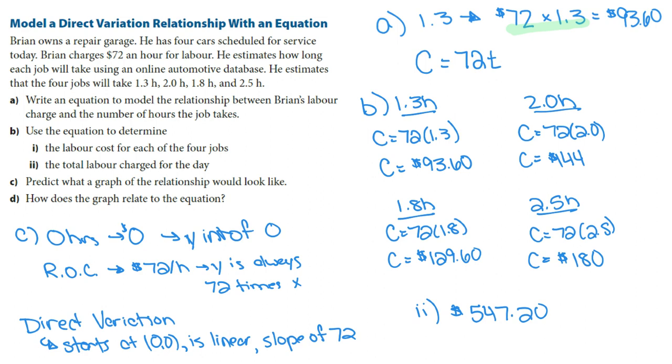How does the graph relate to the equation? Well, the equation would be the y value equals the slope times the x value. We write that as, usually we use the letter m for slope, so y equals mx. And we had our y value is the cost, our slope is 72, and our x value is the time. Okay? And that's how we make an equation from a direct variation.